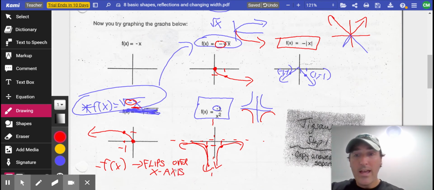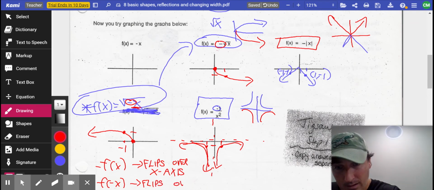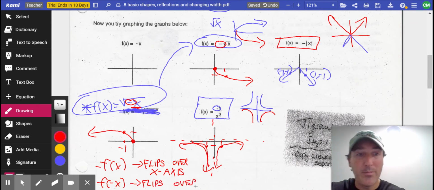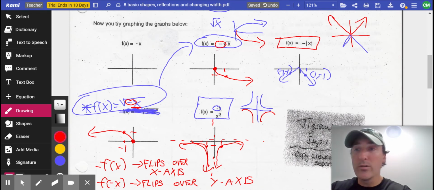All right. Now, if you put a negative inside the grouping symbol with the x, then we say it flips over the y-axis. And we won't see this happen as much. Flips over the y-axis. All right. Okay, let's go to the next part.